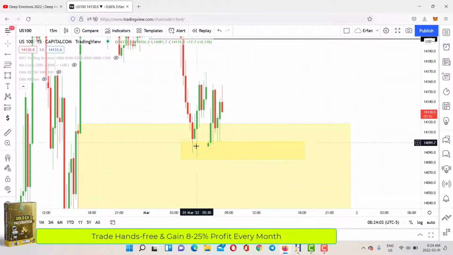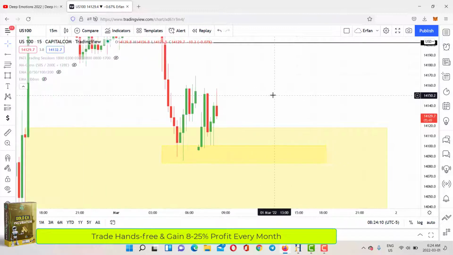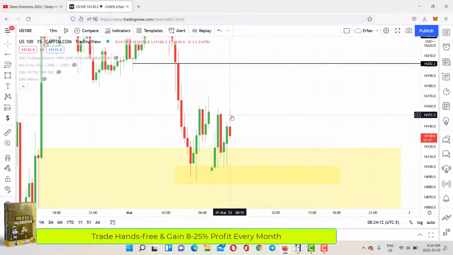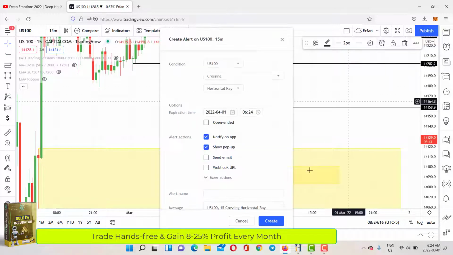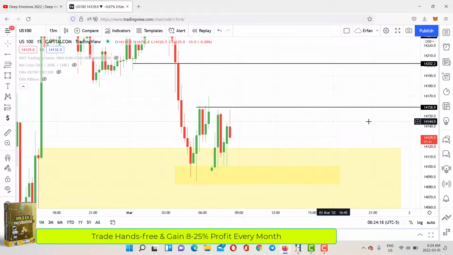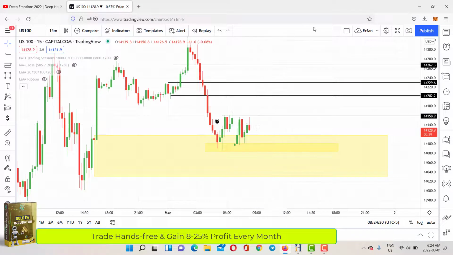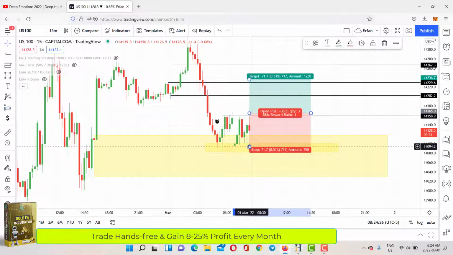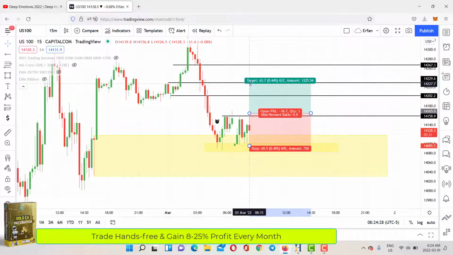So this one, double bottom, look at this. But we don't have any high probability order block right here. So what I'm going to do is set my alarm here again one more time to see if it goes up or not. If it does, I probably consider taking it from somewhere around here to here.